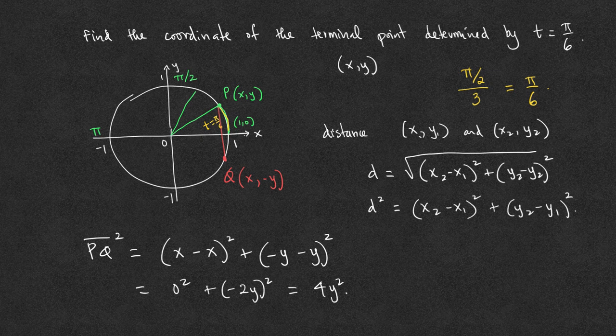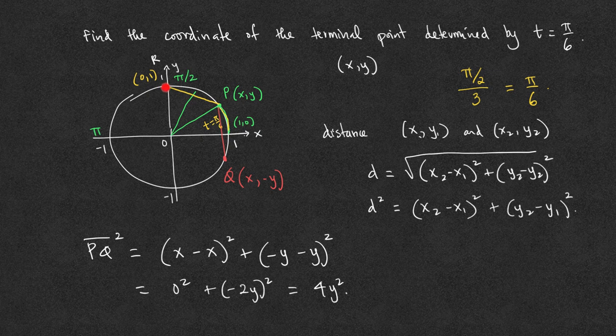Similarly, we're going to find the distance between the point 0, 1, which is up here at pi over 2, to the point P. These two distances are the same by symmetry, because going from the point P to the point 0, 1 has the same distance as from the point P to the point Q. Let's call the point at the coordinates 0, 1 R, so that we can refer to it as R.